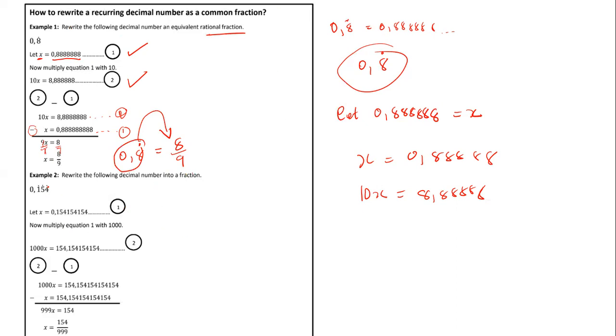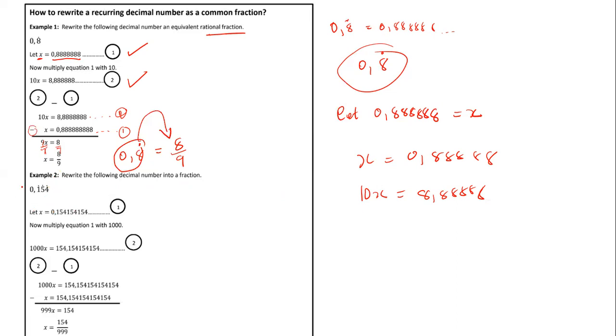So now let's have a look at example number two. Remember, if you do not understand, raise up your hand or just open up your mic and ask me a question where you do not understand. So example number two says to us, rewrite the following decimal number into a fraction once more.